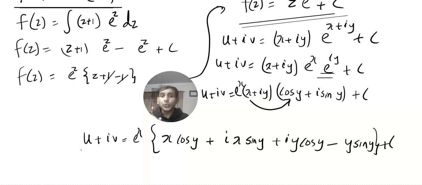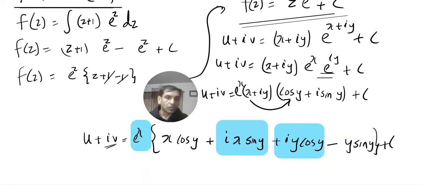Now do you want u or do you want v? Of course v, because u is given. That means I want to combine the quantities along with i. So here we go. The answer is x sin y plus y cos y multiplied by e power x.